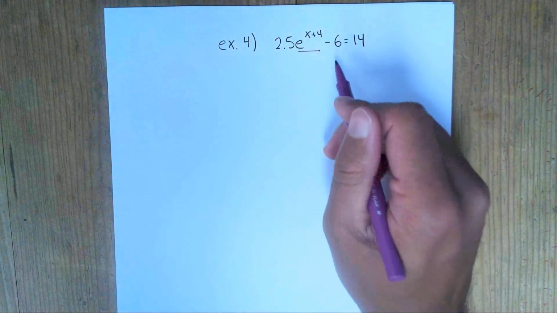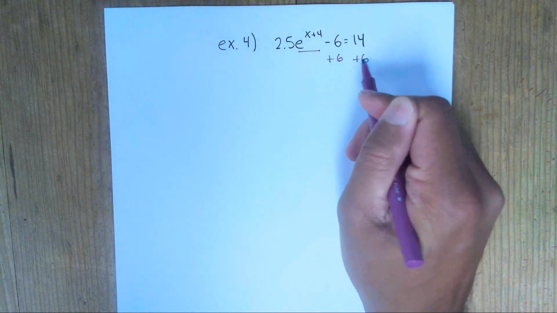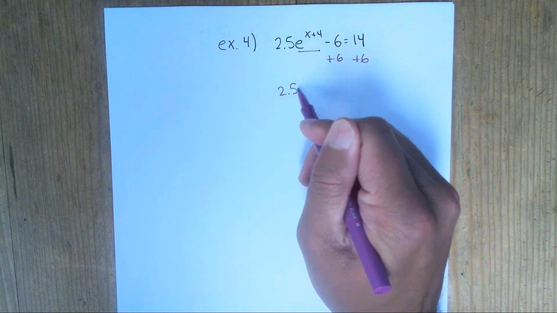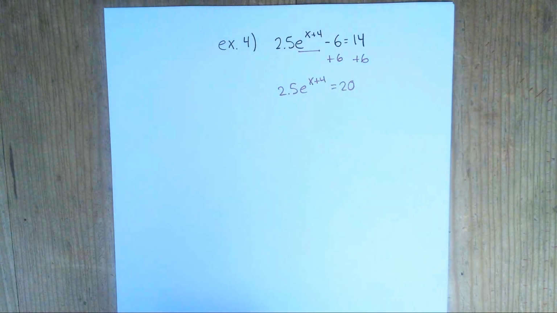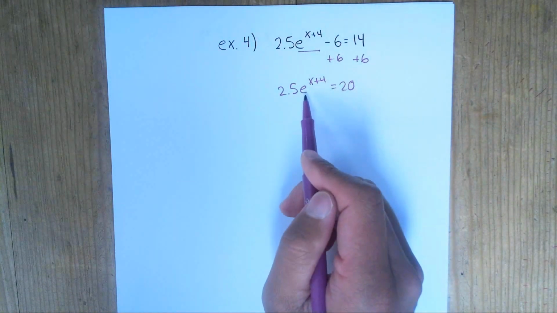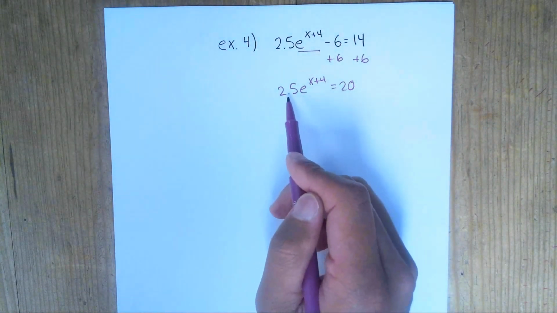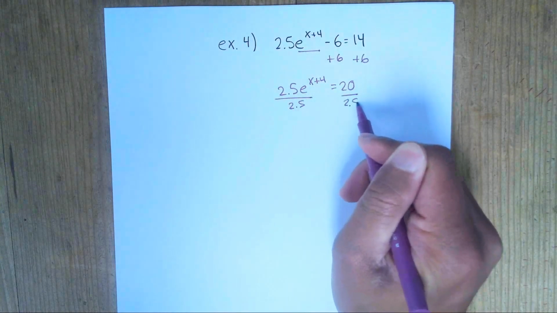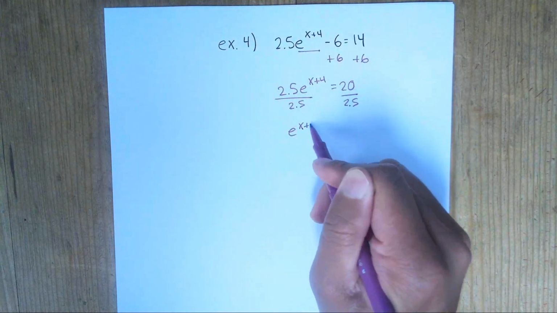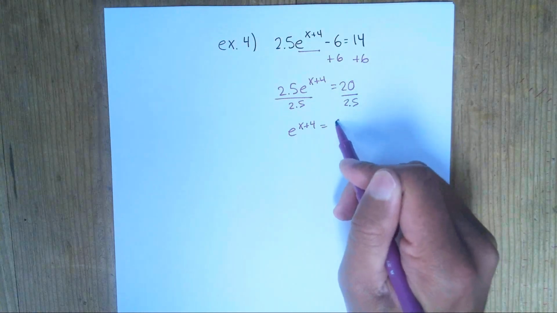So first thing I'm going to do is add 6, and this is going to give me 2.5 e to the x plus 4 equals 20. Well, remember, our goal is to get e by itself. E is not by itself, so I have to get rid of this 2.5. So I'm going to divide by 2.5, and this is going to give me e to the x plus 4 is equal to 20 divided by 2.5, which ends up giving you 8.